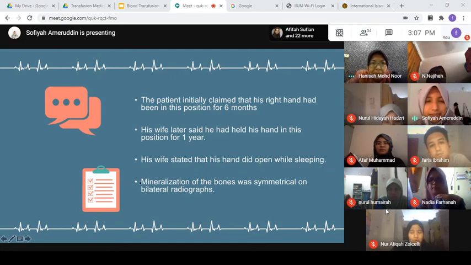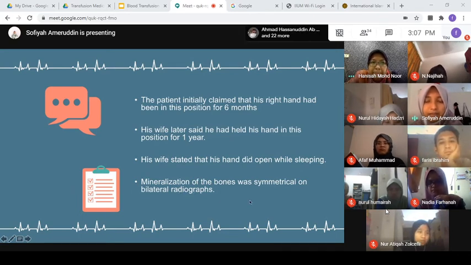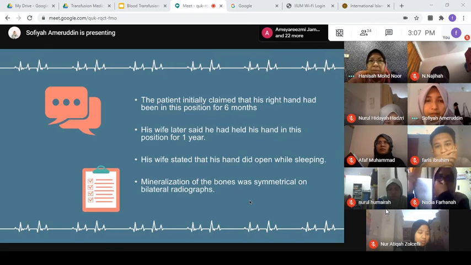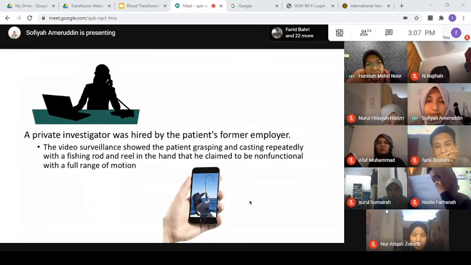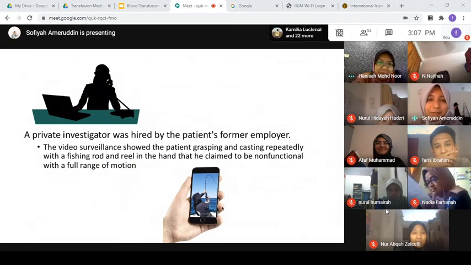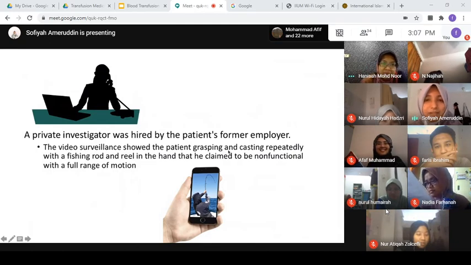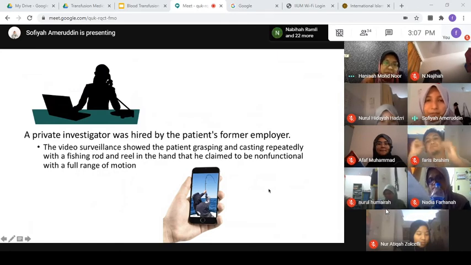So on further investigation, they did a bone scan, and mineralization of the bones was symmetrical on bilateral radiographs, which is inconsistent with the history if he claimed that he hasn't been using his right hand for the past 1 year. Okay, so a private investigator was hired by the patient's former employer. The video surveillance showed that the patient was using his right hand. He was grasping and casting repeatedly with the fishing rod that he claimed to be non-functional, with full range of motion. So basically, he was able to use his right hand perfectly and normally.